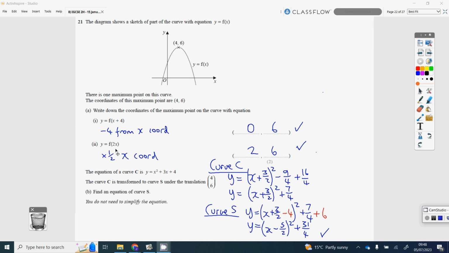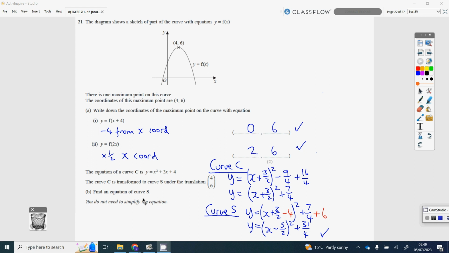Now, similarly, this is also inside the function, so affecting the x coordinate, and again, doing opposite to what you'd expect. So rather than timesing it by 2, you're going to be dividing it by 2, or in other words, timesing it by a half. So take the x coordinate and halve it. Half of 4 is 2, so (2, 6). So on each occasion, the x coordinate was affected, the y coordinate remained unchanged.